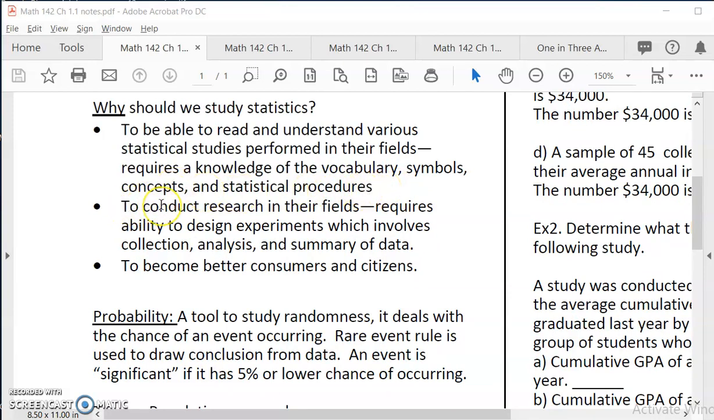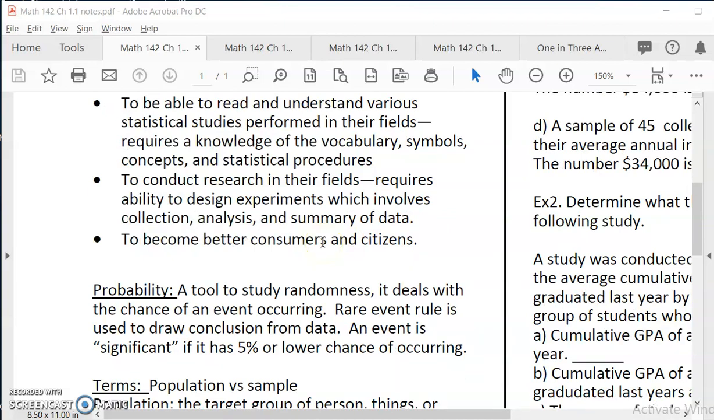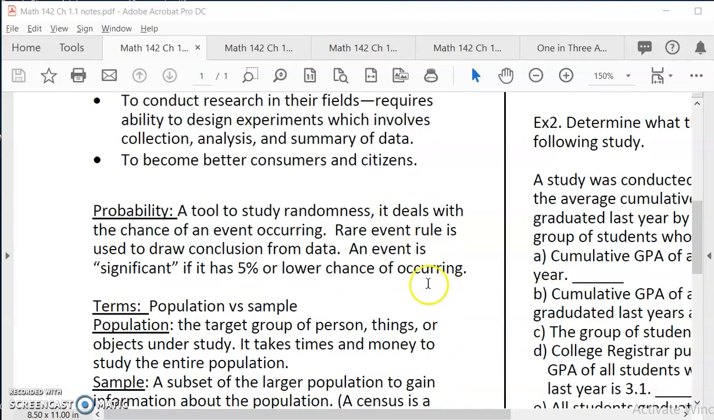Deeper still, if you want to, you can use whatever you have learned in this course to conduct research in your field. You should be able to plan experiments, plan procedures that collect data, summarize data, and use it for making decisions. And lastly, by understanding data better, you become a better consumer and citizen.